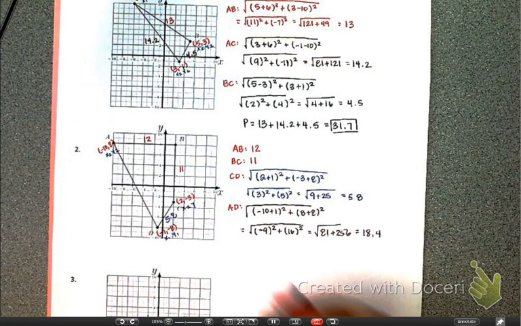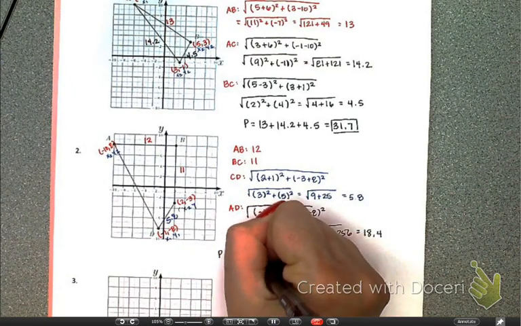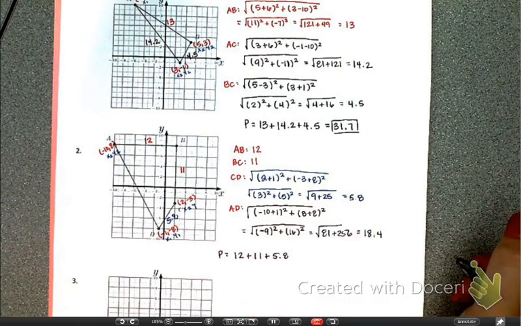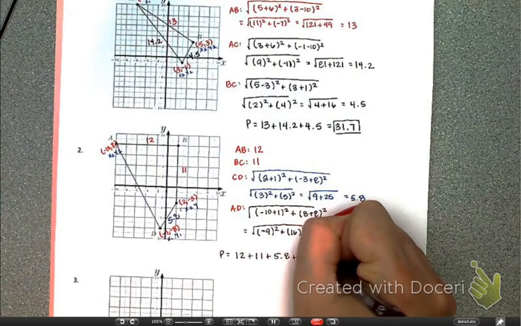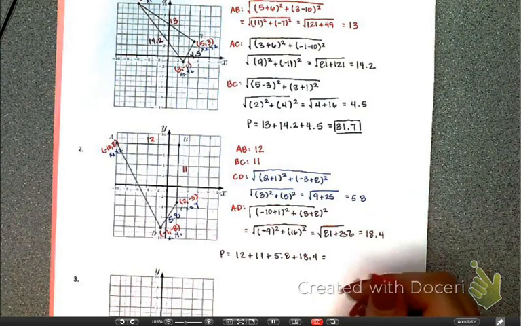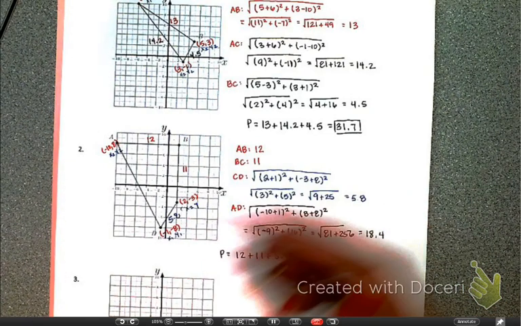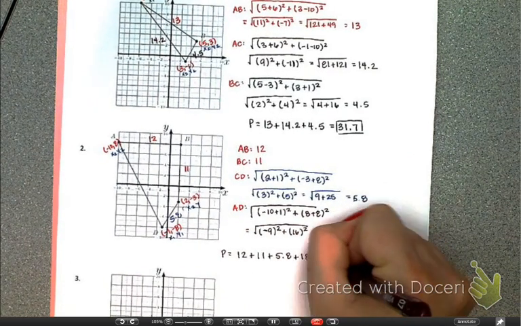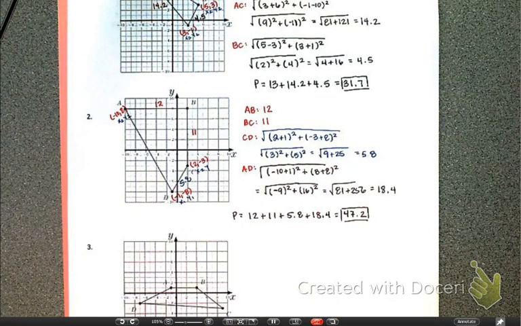So final answer is the perimeter. So the perimeter is 12 plus 11 plus 5.8 plus 18.4. Can someone else confirm 47.2? Yes. You should be really good at the distance formula.